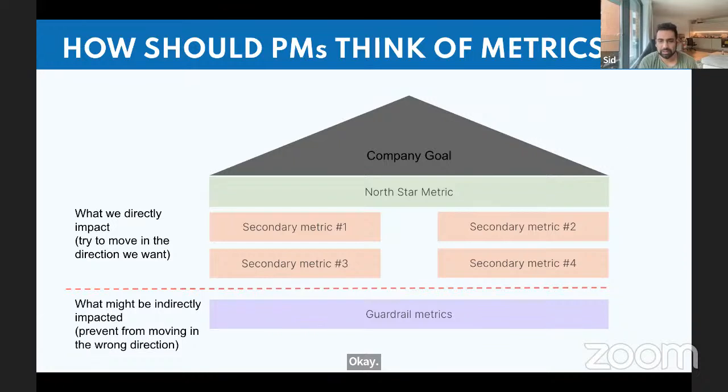Sorry, Tejas, I didn't get your question. Yeah, we'll talk about how to define a North Star metric. That is exactly the next part of the presentation.